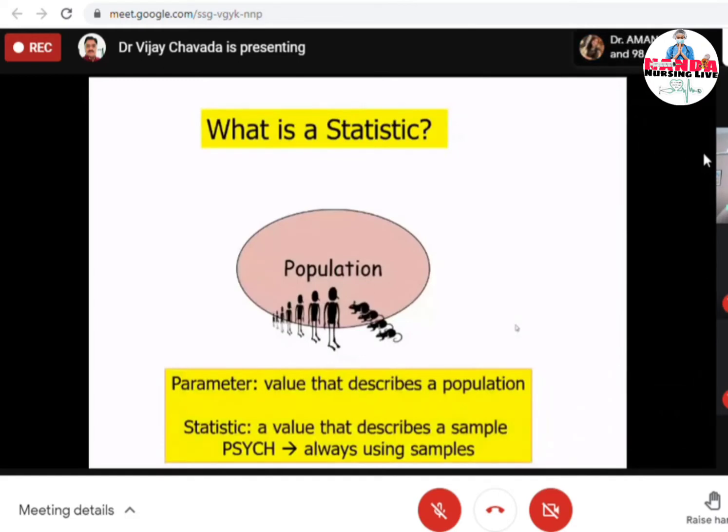So what is a statistic? We call some value that describes a population a parameter, and a statistic is a value that describes a sample. That which describes a sample is a statistic, and that which describes a population is a parameter. The statistic gives the actual picture of the particular sample drawn from the population.